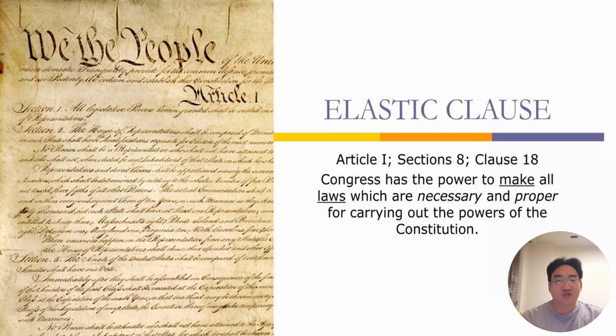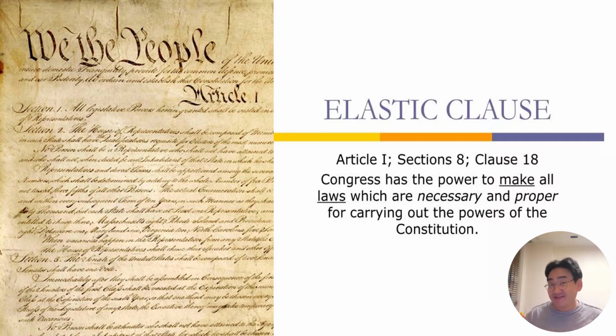So under this thing called the elastic clause, and elastic stretches the truth, it says in Article 1, Section 8, Clause 18, Congress has the power to make all laws which are necessary and proper for carrying out the powers of the U.S. Constitution. So Alexander Hamilton said, well, in the Constitution it said that the government has the power to regulate interstate commerce. And he took that to mean, well, if we're in charge of commerce and trade, that means that we should also have the power to create a national bank.